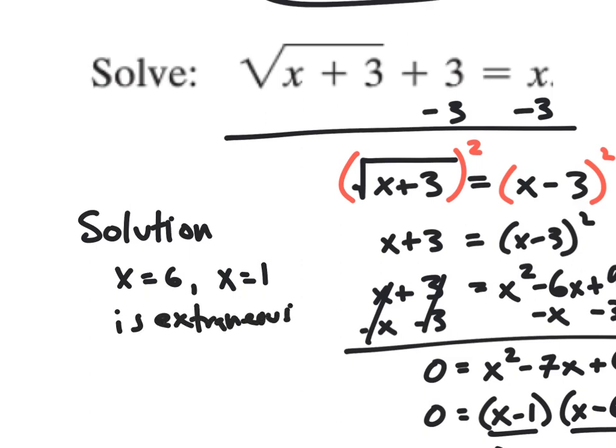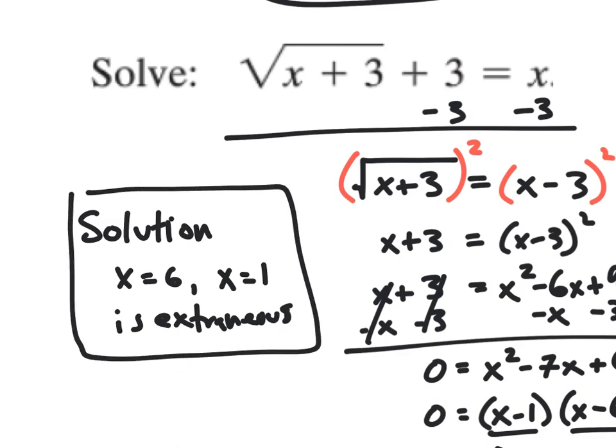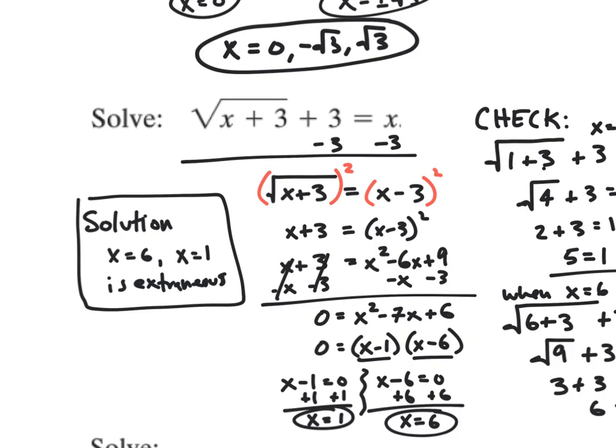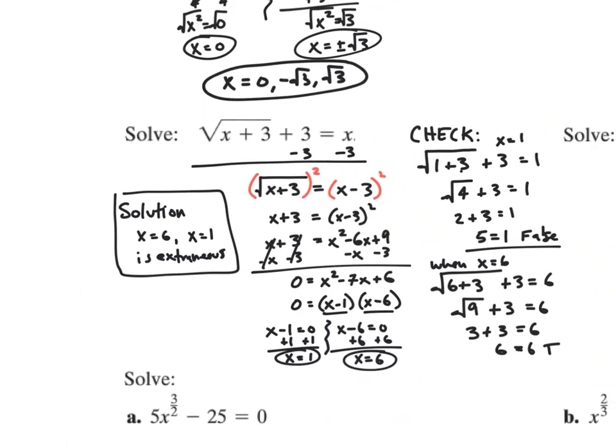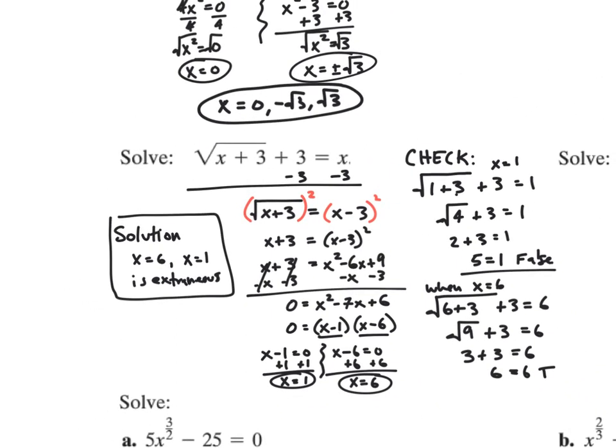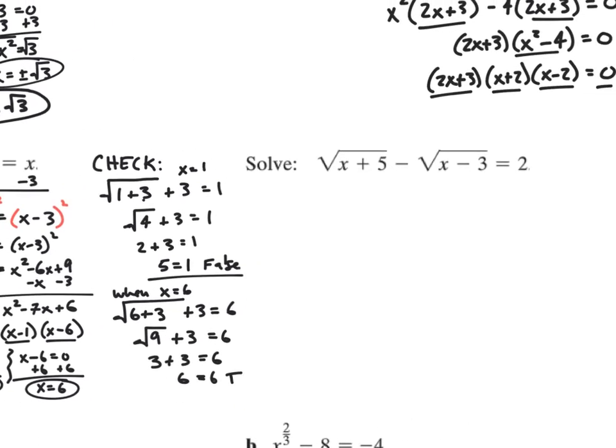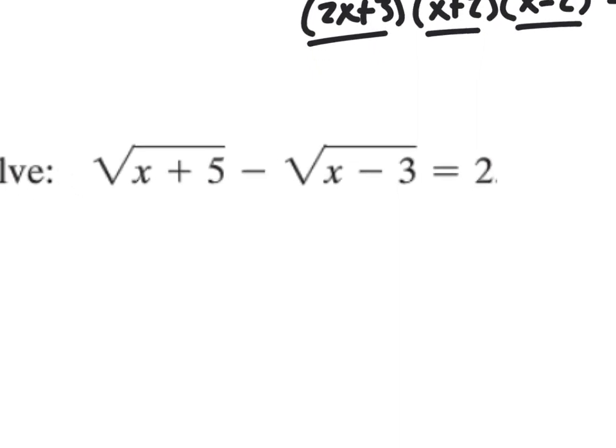Okay, and an extraneous solution means that you get it algebraically, but it doesn't work in the original problem. So a little bit tricky, but pretty reasonable. All right, let's try this one. Now this one's hard. This one may take a while to do, but let's go ahead and do it.